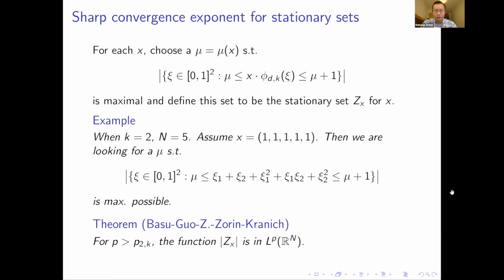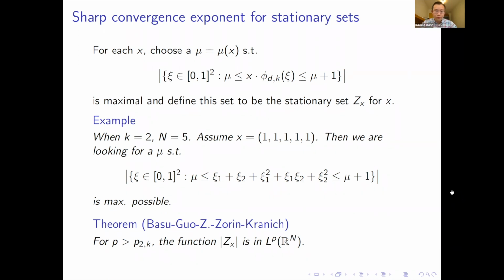What would be the stationary set here? Then you would have the following definition for each x. I should say x in R to the capital N. We can choose a mu such that this stationary set is maximal, and we define this set to be Z of x. So this Z of x is a subset of the unit square in 2 dimensions. This will show up very often later, and I have an example for you.